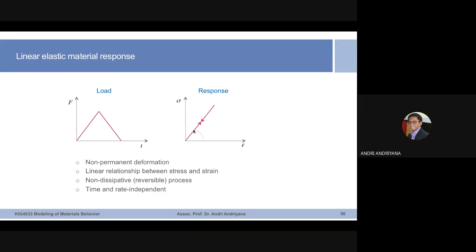If you double the strain, then you double also the stress. Okay, and then from thermodynamic standpoint, it is reversible process. So you deform the materials, and after that, it returns to its initial shape. So it is a reversible process. And then actually, it is time and rate independent, which means that if you pull the sample slowly, or you pull the sample relatively fast, but you still get the same stress strain curve, then this is the typical linear elastic material response. So this is the simplest response.